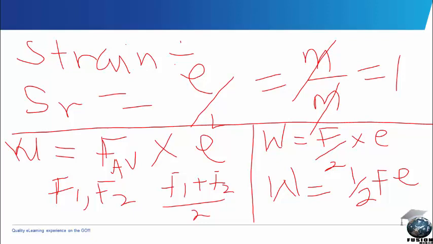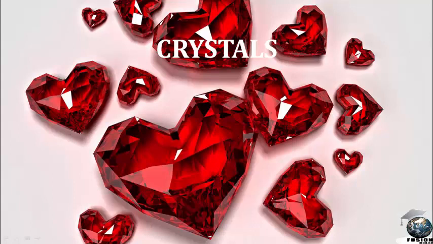After this, we'll go into something else, which we call crystals. What a lovely crystal there. Is it not looking beautiful? So meet me in that class. It will be very enjoyable.